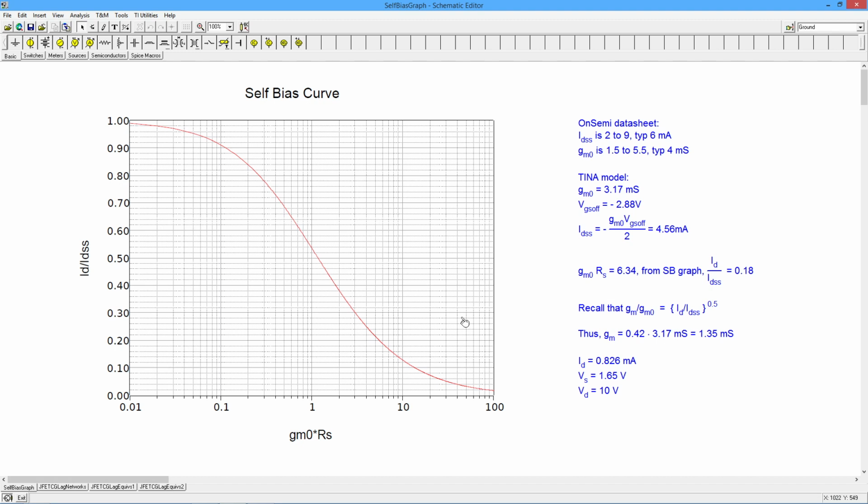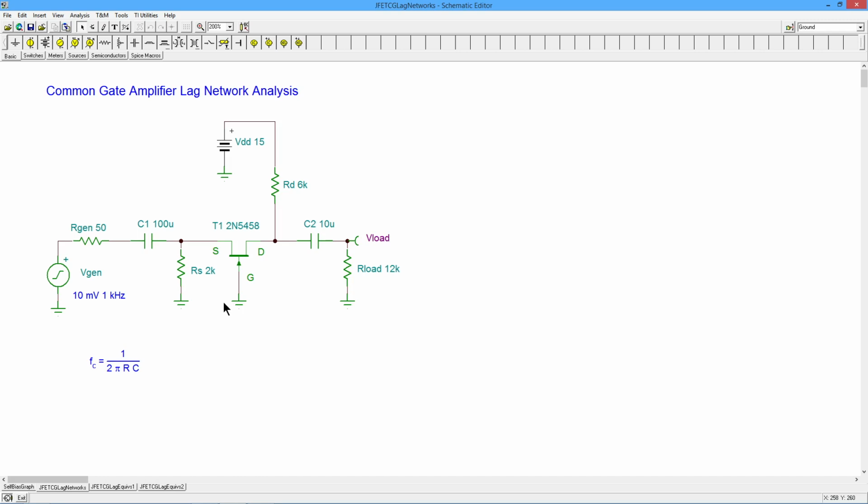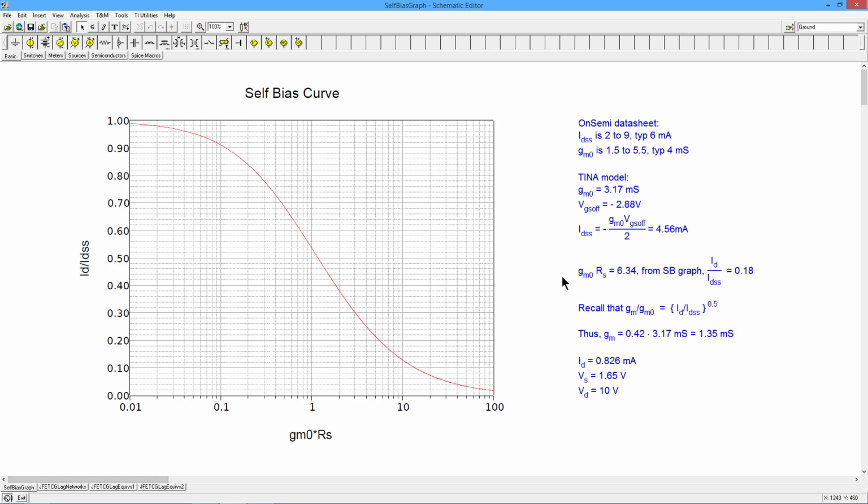So what we need is gm0 times RS on this axis. Remember, RS is the DC bias value. So we know the gm0 value, right? We know that's 3.17 millisiemens. So the DC bias value of RS is 2K, right? This right there. Remember, it's the DC value because we're looking at biasing. So you multiply those two up. 2K times 3.17 is going to give you 6.34. The millis and the Ks are going to cancel.